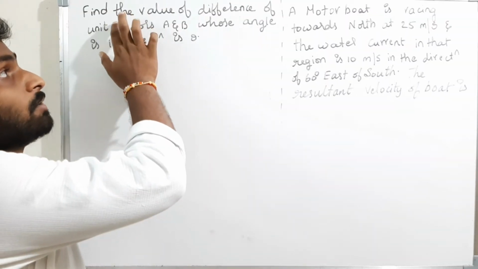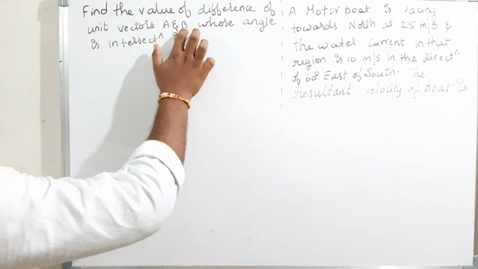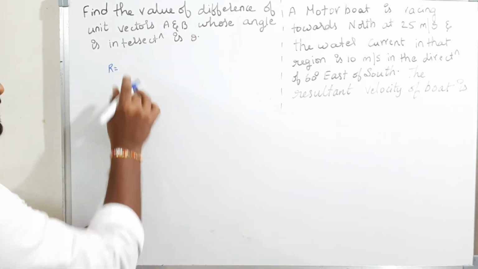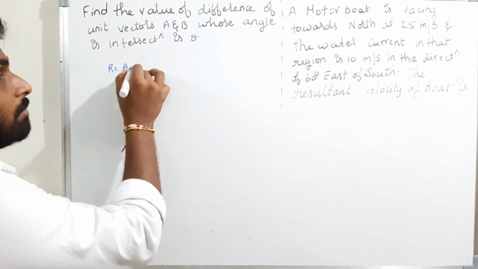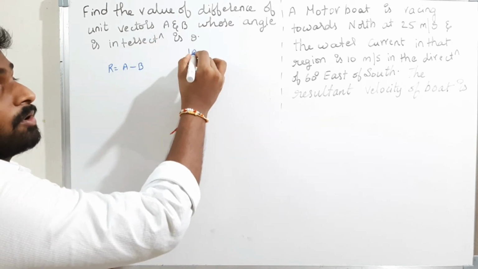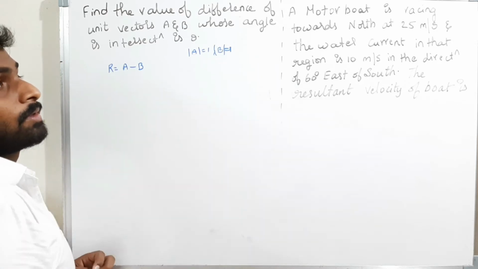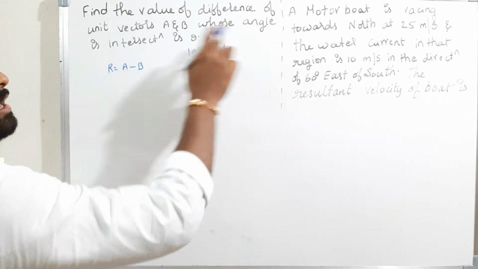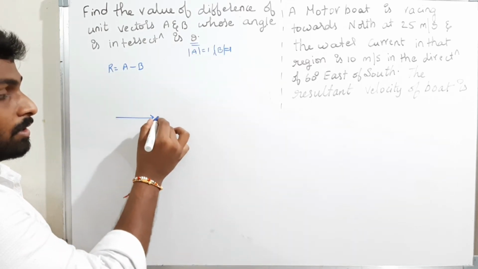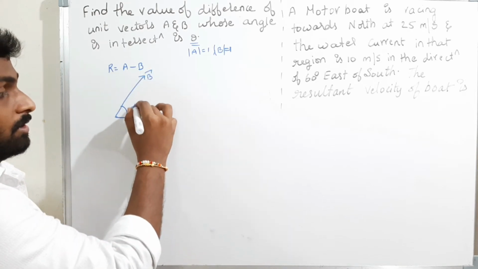Okay, see this question. Find the value of the difference of unit vectors a and b. That means a and b are unit vectors and they told us to find the difference. If I assume r is the resultant and r is equal to a minus b, they told us to find the difference. And since they are unit vectors, the magnitude of a is equal to 1 and the magnitude of b is equal to 1. Well and good. Now, the angle of intersection is theta, that means the angle between a bar and b bar is theta.